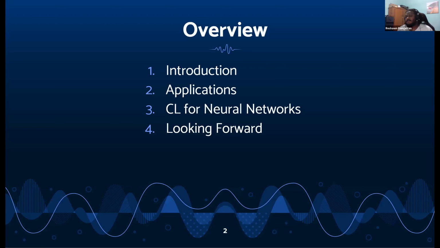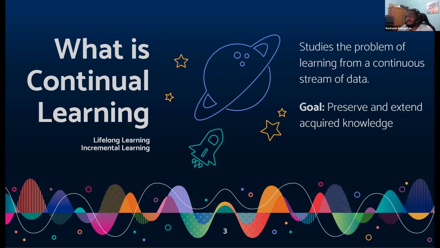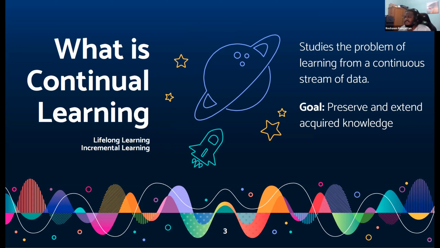First, I'll just go over the agenda. First, we'll go over the definitions, benefits, and major challenges involved in continual learning. Then we'll look at some specific applications that can benefit from continual learning. Then we'll look at the types of approaches there are for CL in neural networks and the current state of them, a comparison. And then lastly, we'll briefly go over some of the routes for future possible improvements in these methods.